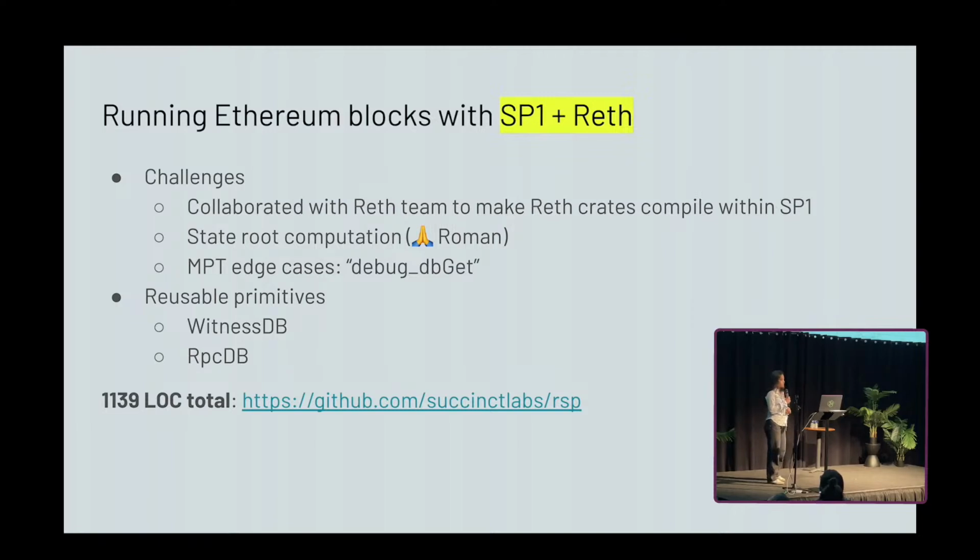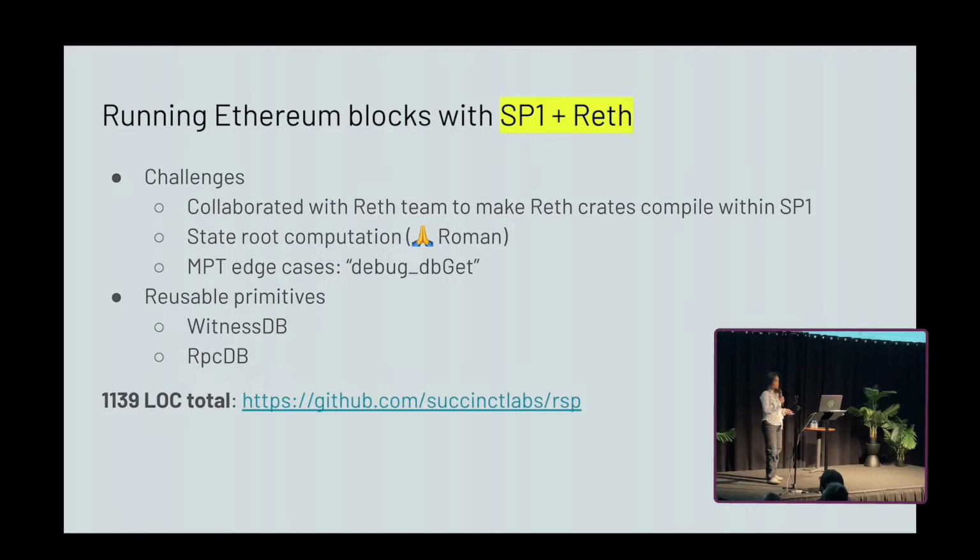Another complication, as many people have mentioned at this point, is state root computation. The Merkle-Patricia trie is very, very complicated. There's a lot of edge cases, and Roman in particular on the Reth team helped us out a lot on actually computing the state root within our SP1 program. There's also all these edge cases around the Merkle-Patricia trie that requires using this debug endpoint in Geth that we're trying to move away from, and the Reth team has recently merged in an endpoint to help with that.